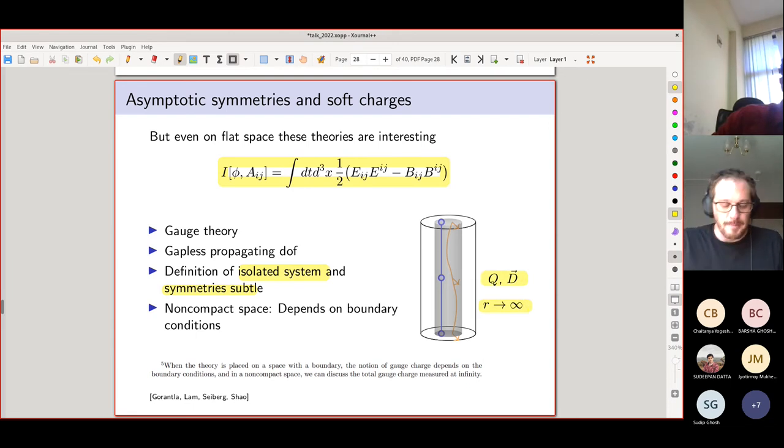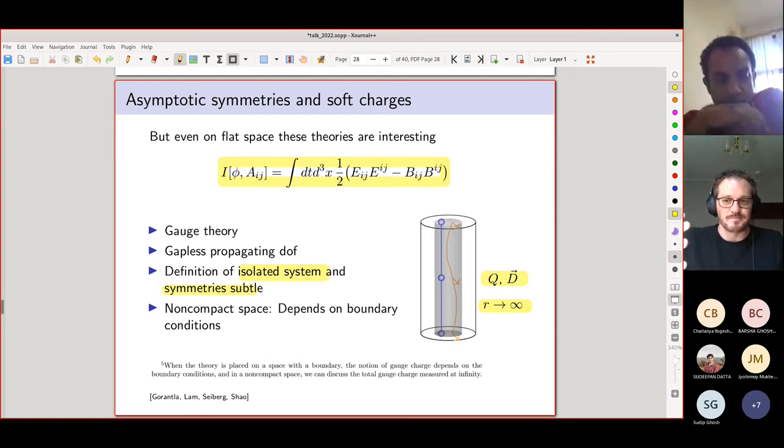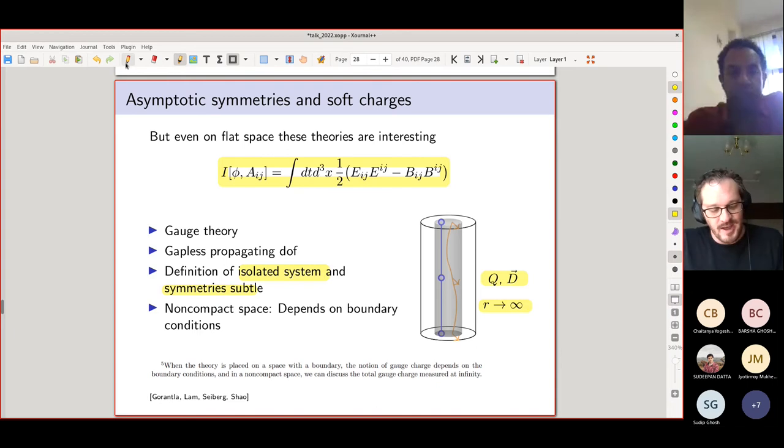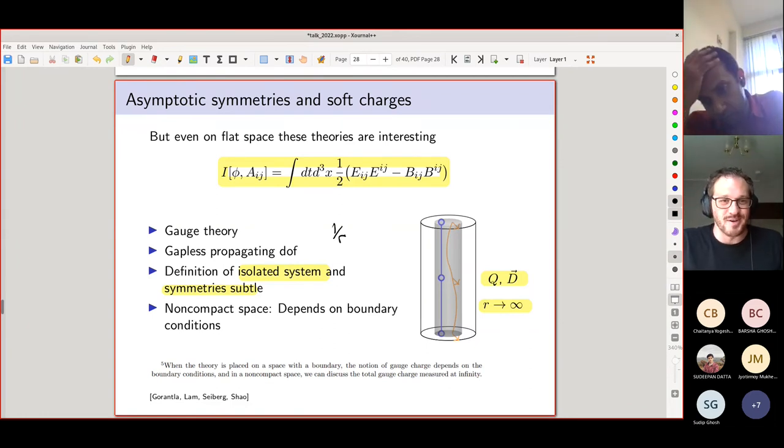And there might be different competing definitions of isolated charges, or isolated systems. For example, for isolated systems in Newtonian gravity, it is quite simple: it falls off as 1 over r to infinity. But for general relativity, this is something people are still working on, as I'm sure people from the audience can tell you.